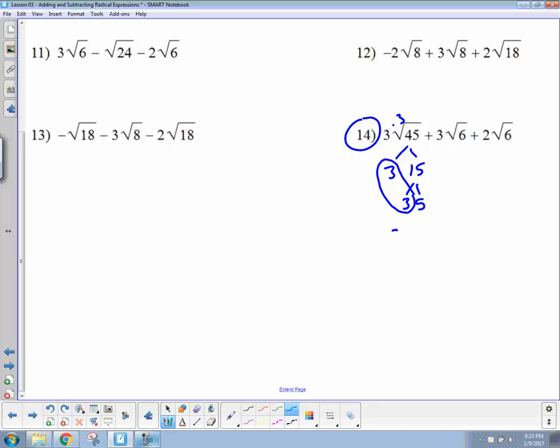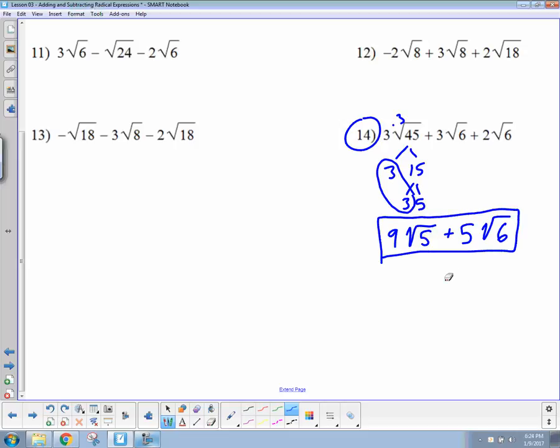Root 5, because it's left over, plus, look, these are like terms. So 3 and 2, add those up as 5. 5 root 6. They're not like terms, so you leave them separate. Boom. All done.